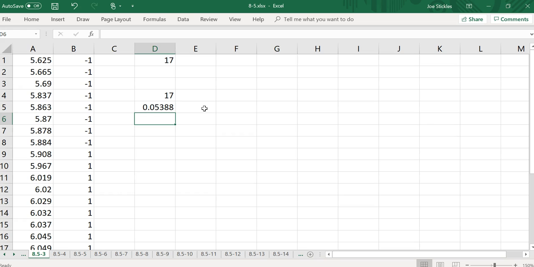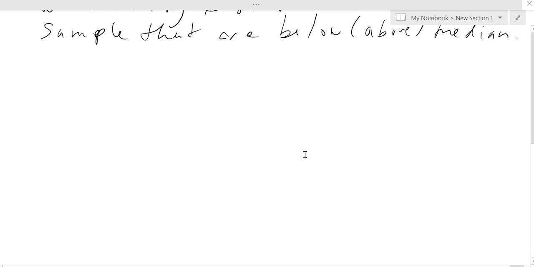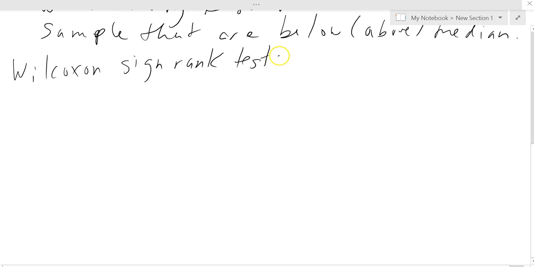All right. So the next test that we're going to do is what's called a sign rank test, or the Wilcoxon sign rank test. All right. So here's the idea behind this. And rather than going through a long-winded explanation of things to start with, let me do another specific example here.